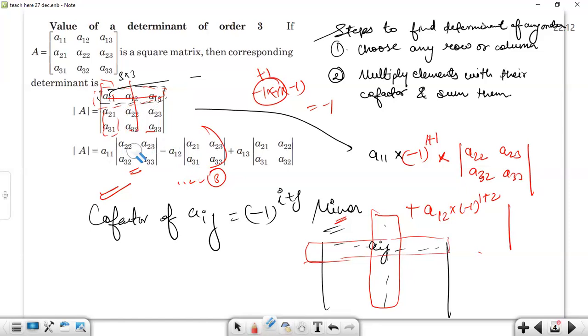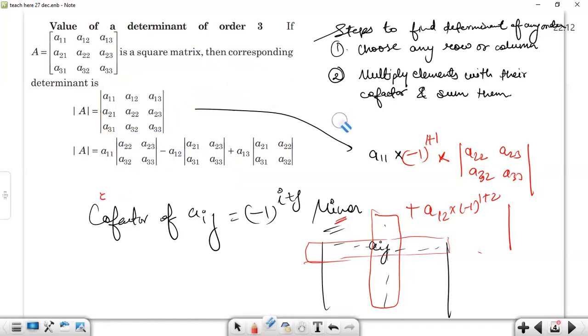There is a negative sign here in the formula. I hope you are able to understand. If you have any doubts, you may ask. Any doubts, anyone? No, sir. Sure.